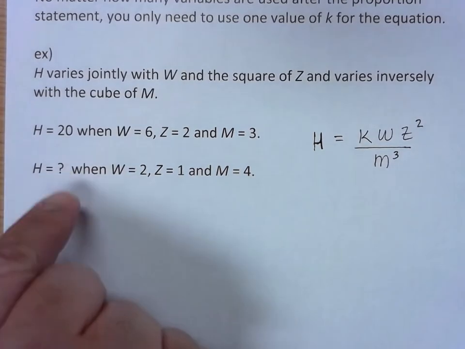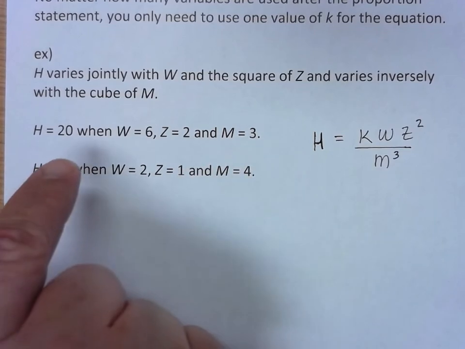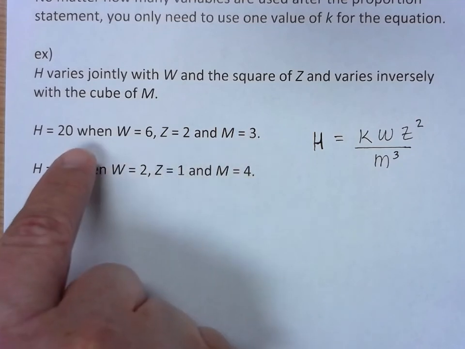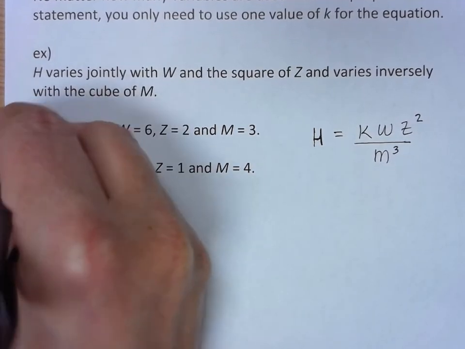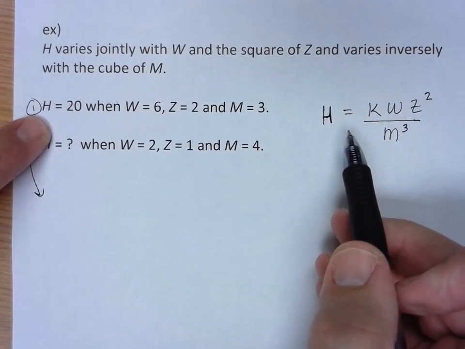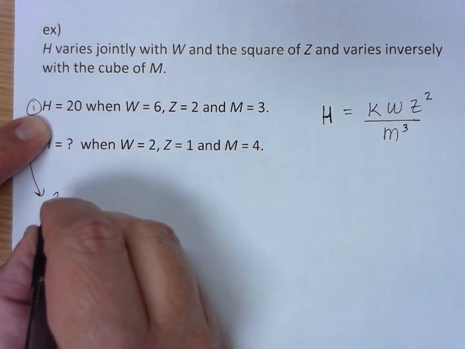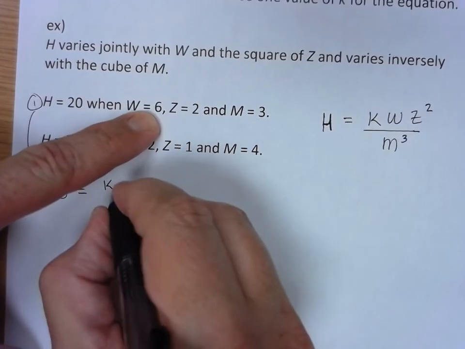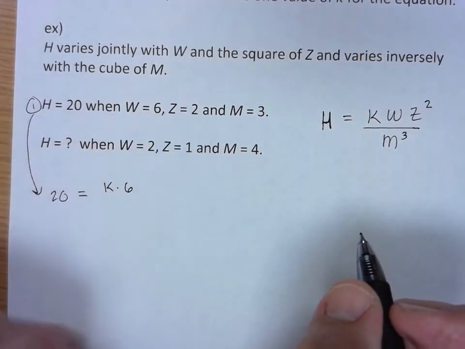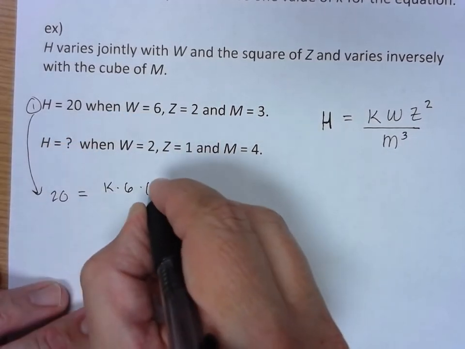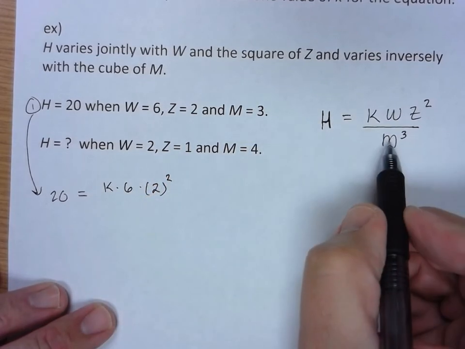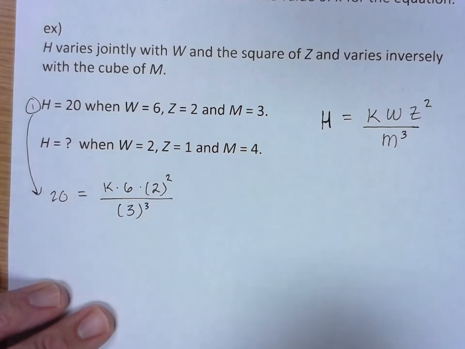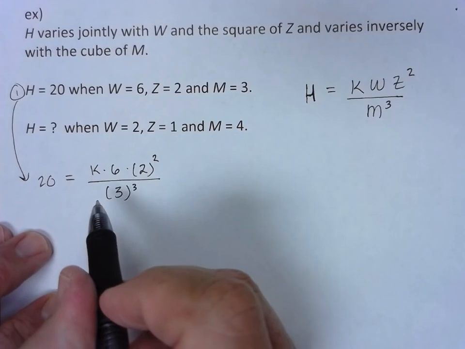And then you're given 2 sets of data, one that's complete and one that's incomplete. The first one allows you to plug in all 4 values for everything except k. So according to the first one, if I plug that in correctly, h equals 20, so h is going to go to 20, equals k times w, so w equals 6, z equals 2, so don't forget to square that, so 2 squared, and then m equals 3, so divide all this by 3 raised to the 3rd, and then this should help you find out your value of k, your proportion constant.